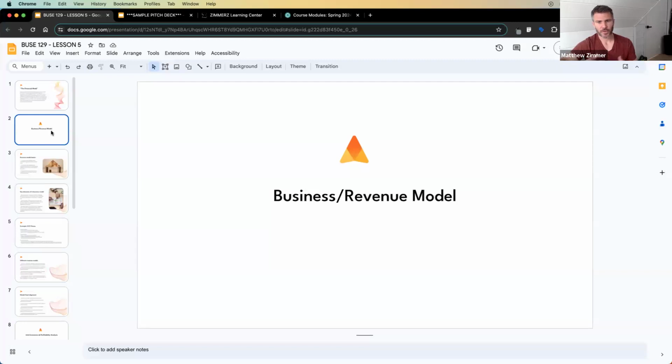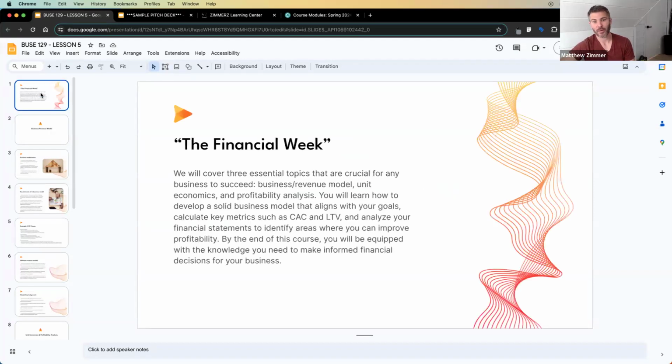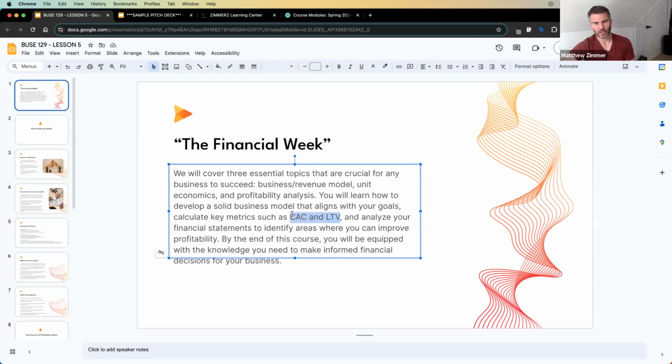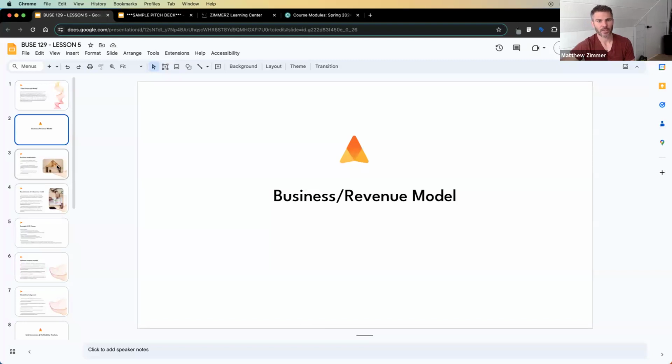So the first thing we want to talk about is our business or our revenue model. We need to really think about making money. As we talked about last week, we need to think about profitably making money, i.e., where our customer acquisition cost is less than the lifetime value. So we want to think about profitability at all times.